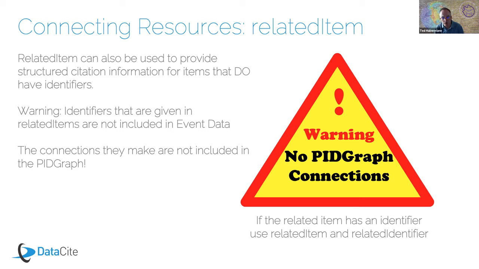We wanted to warn you though, that if you have a related item with a related identifier, those identifiers are not yet picked up in the event data. So what that means is those connections made are not in the PID graph. So if you have a related item that has an identifier and you don't need that additional citation information, stick with a related identifier. Or if you need that citation information, repeat the related identifier inside the related item and also by itself so that those important connections are made.